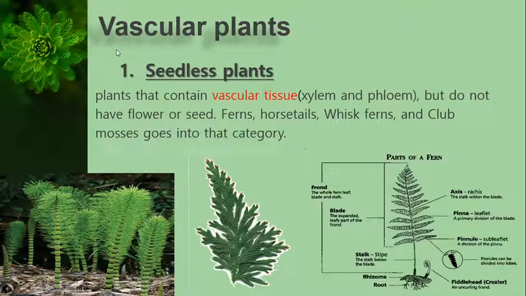Another type of plant is vascular plants. Vascular plants have vascular tissue like xylem and phloem, and they divide into main groups. Number 1, the seedless plants. Seedless means they do not have seeds.